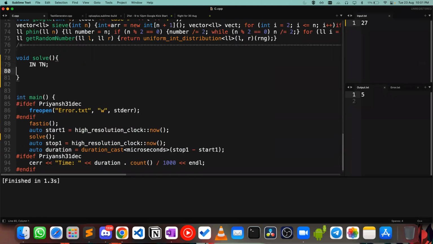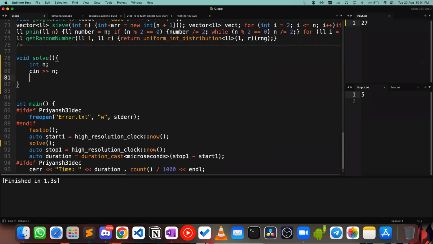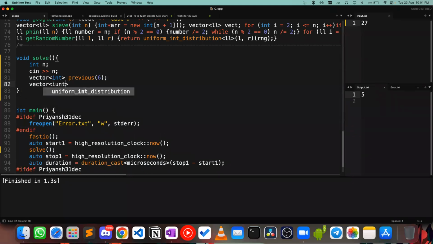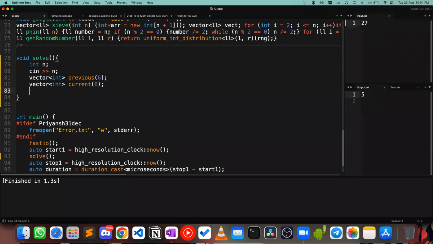So you have int n, and you have a vector int previous. How many states do we require? 6. Vector int current, and you say this is also of 6 steps.